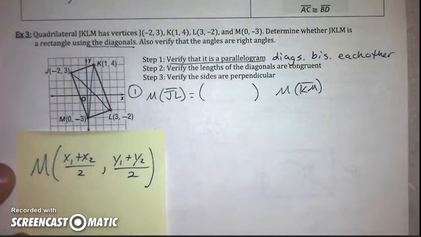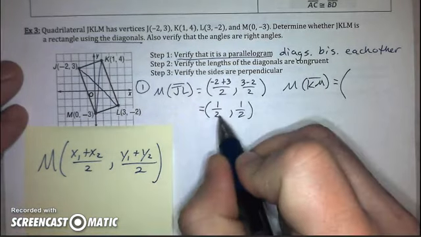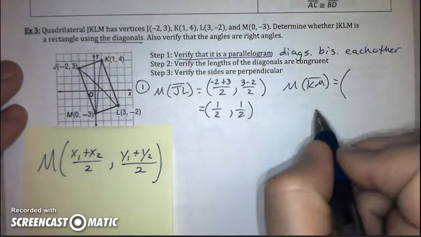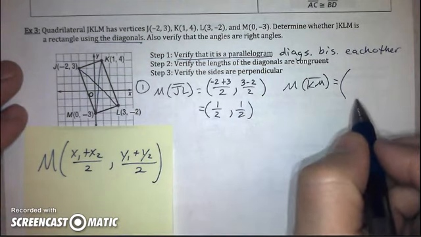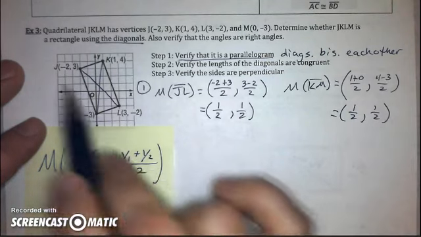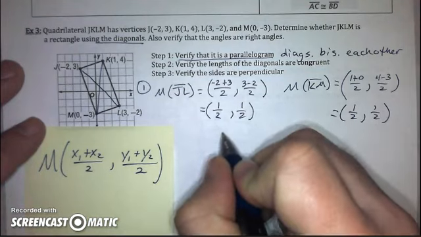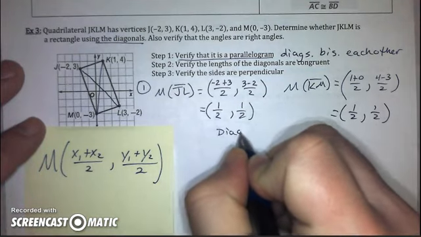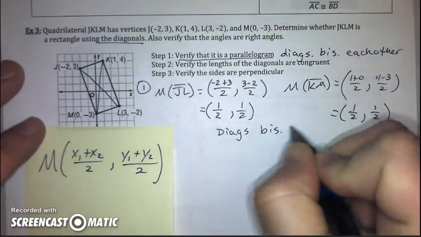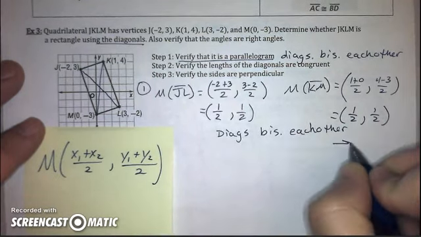All right, here's what we should get for the midpoint of JL. For the midpoint of JL, we get 1/2, 1/2. And then this is what we should get for the midpoint of KM. Also 1/2, 1/2. Since the two diagonals have the same midpoint, diagonals bisect each other. That means it's a parallelogram. So we have shown that it's a parallelogram in step one.